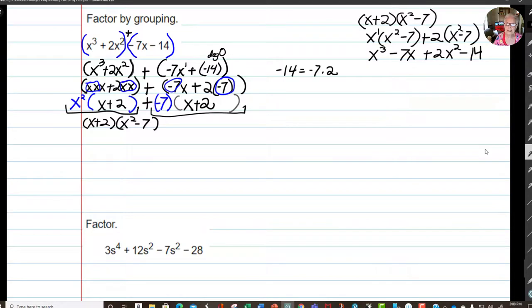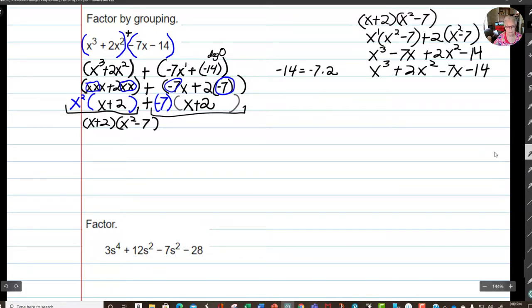Again, let's write this in descending order. X to the third plus 2x squared minus 7x minus 14. And indeed, that is what we started with. Yay! So we're right. This is our factorization of that.